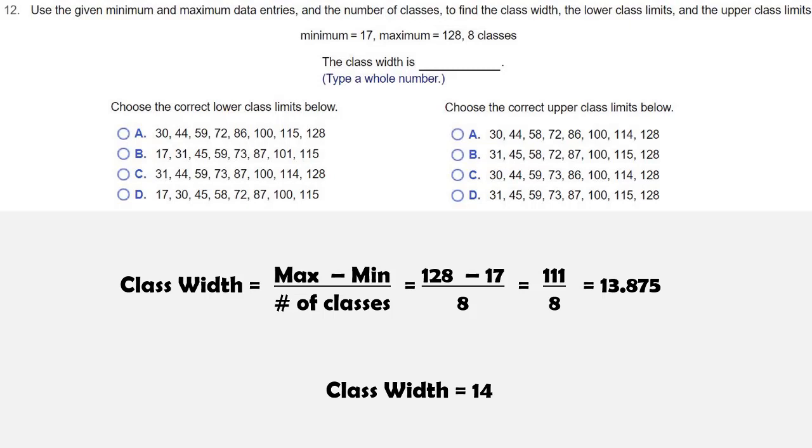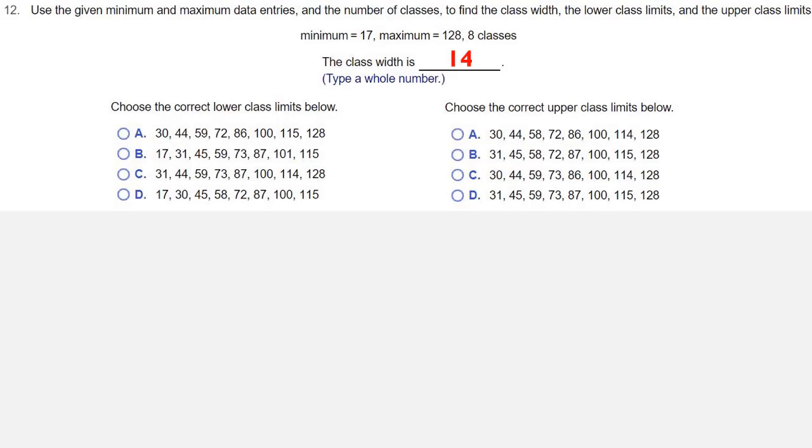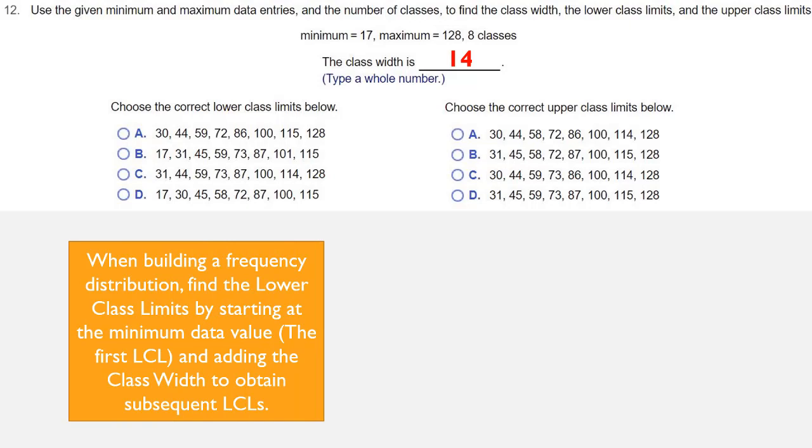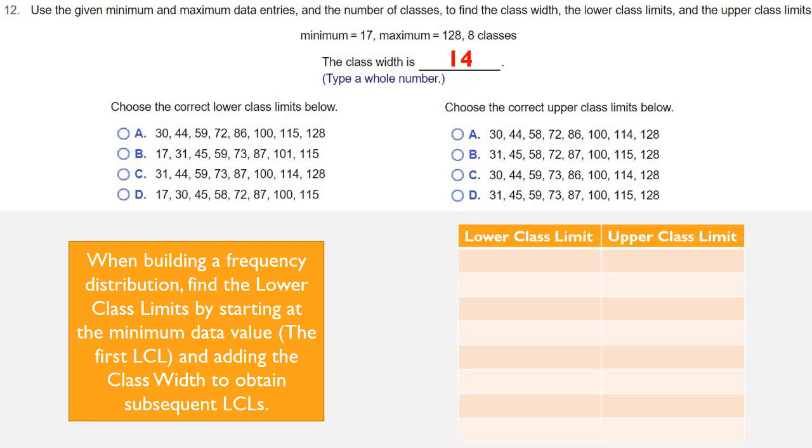Then, to find my class limits, I'll start with the lower class limits. When building a frequency distribution, find the lower class limits by starting at the minimum data value, which is your first lower class limit, and adding the class width to obtain subsequent lower class limits. So I'm going to do this in table form. The first lower class limit is the minimum of 17. We add the class width to get the next lower class limit.